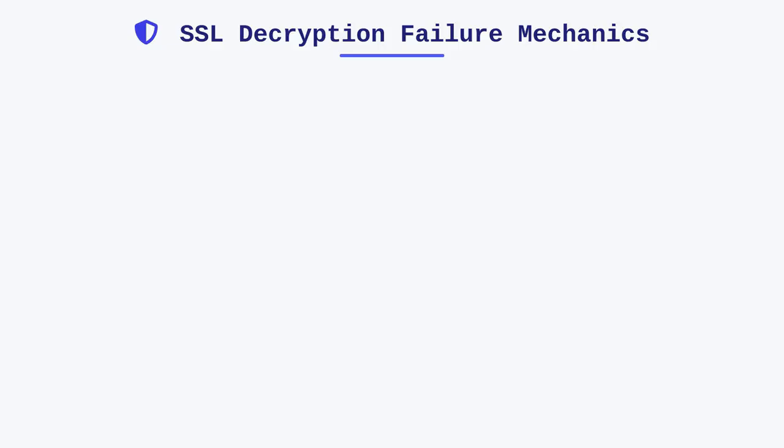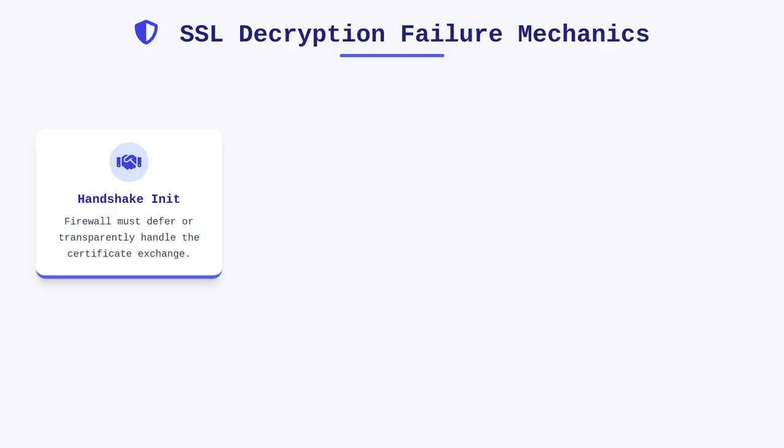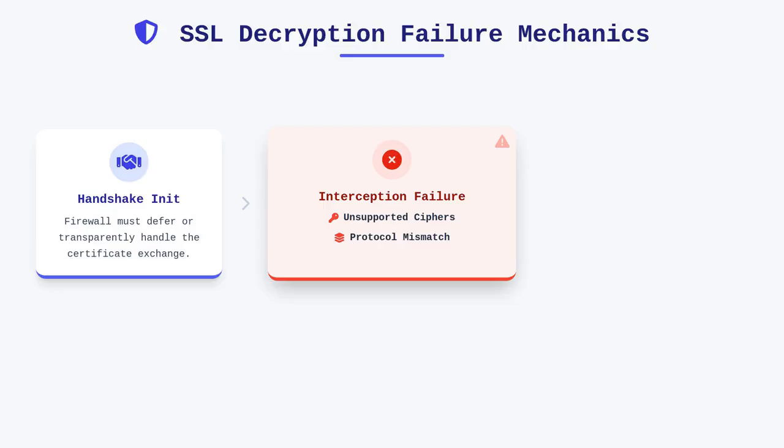Beyond simple policy configuration, you must understand the mechanics of what happens when decryption fails. When a client initiates an SSL handshake with a site that we have chosen not to decrypt, our firewall must gracefully defer the process or handle the certificate exchange transparently. Problems often arise when the firewall attempts to intercept traffic that utilizes protocols or ciphers that are not fully supported, leading to bad certificate handshakes.